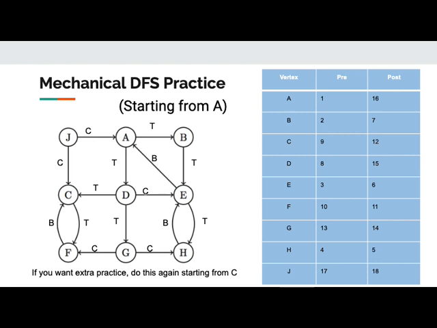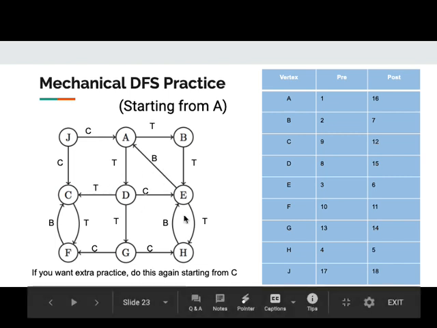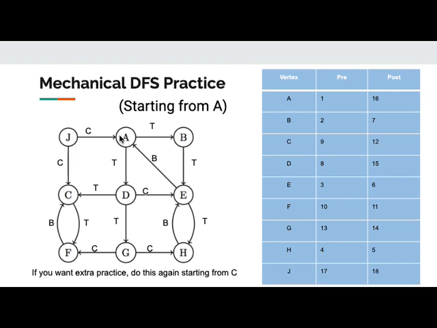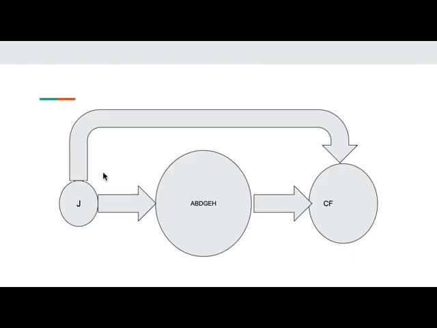Question? Yeah, so let's say you started at J instead, right? Then the edge from J to A would be a tree edge. Yeah, if you start from J, then JA will be a tree edge. Okay, if there's no more questions, I'll go on now.